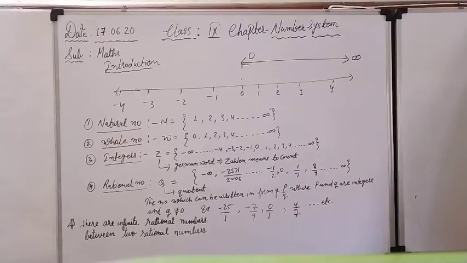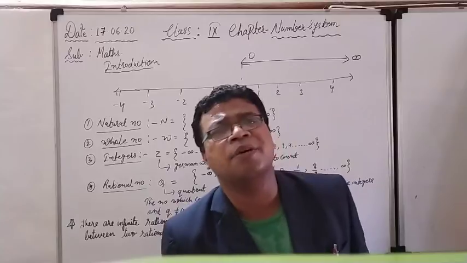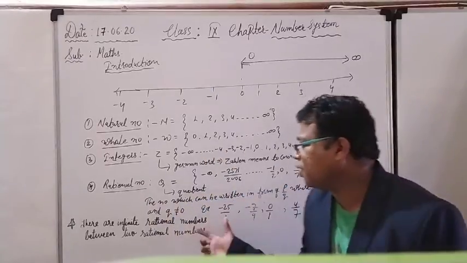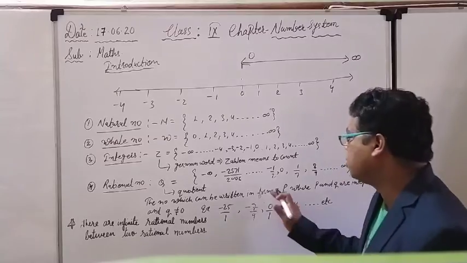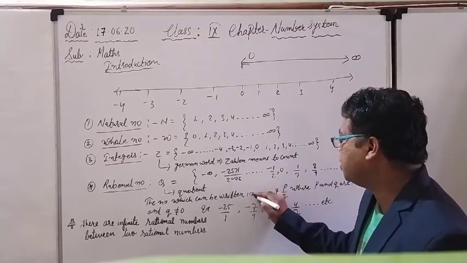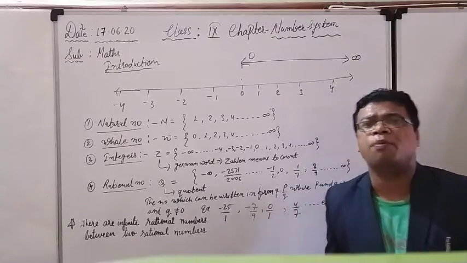Look here. Okay. What is a rational number? When we are talking about the rational number, it is very easy. See here the definition: the number which can be written in the form of p upon q. कोई सा भी नंबर जो p upon q के फॉर्म में लिखा जा सकता है.